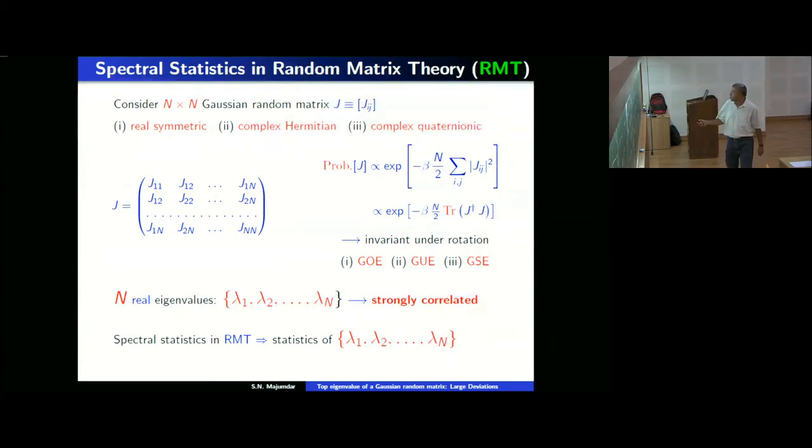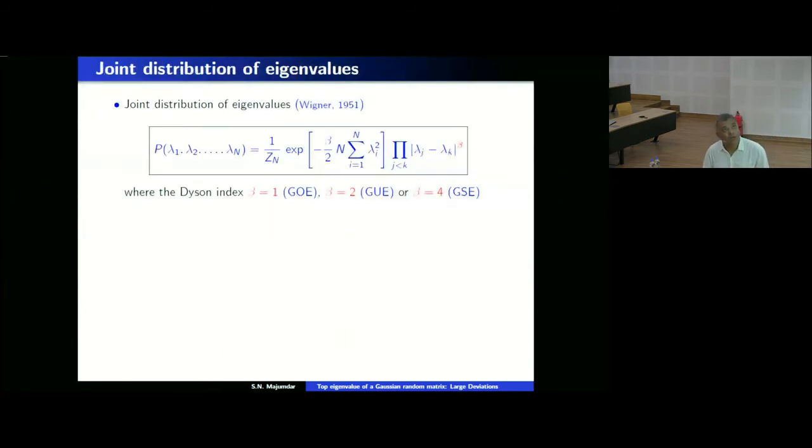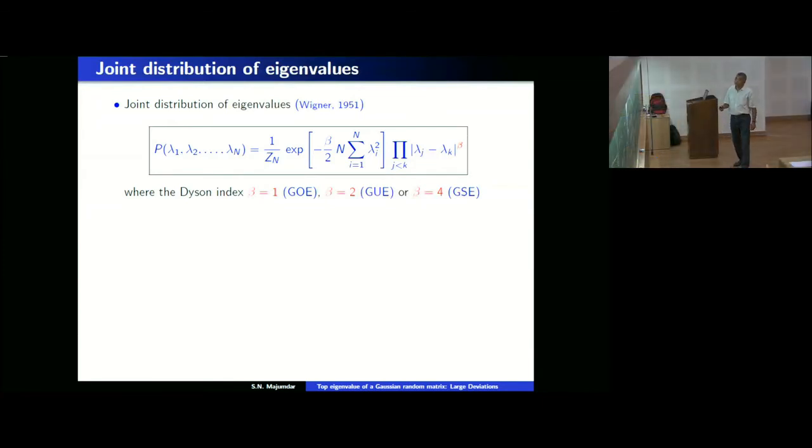So let's see what we can say about this joint distribution. The problem is very clear, right? You have given me the joint distribution of the entries, which is very simple, it's a product of Gaussians, and I want to know the joint distribution of the eigenvalues. Okay, so this is actually a very difficult problem. It's not easy, and so Wigner, and maybe before that even Porter, Thomas and other people, were able to compute the joint distribution of the eigenvalues starting from the joint distribution of entries. Okay, and the answer is here.